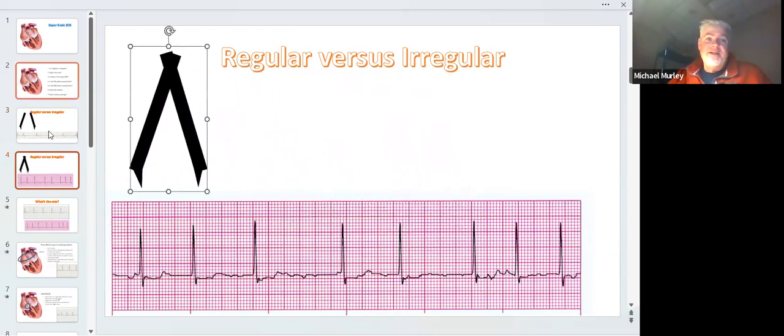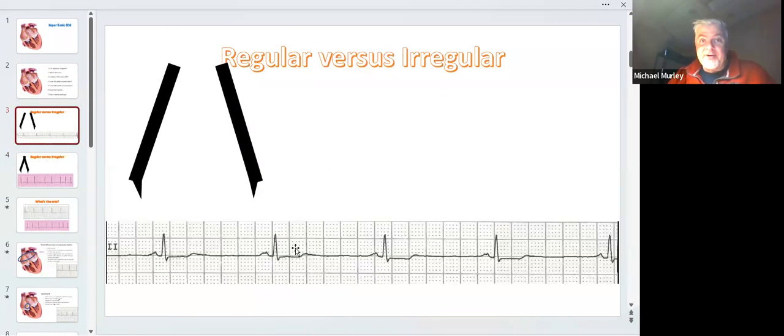Because if it is regular, the most accurate way to count rate is the little block method, the 1500. That's where you count these blocks. In this case, let's see, 5, 10, 15, 20, 25, looks like 30. And 1500 divided by 30 would be 50. So that would be the most accurate method.